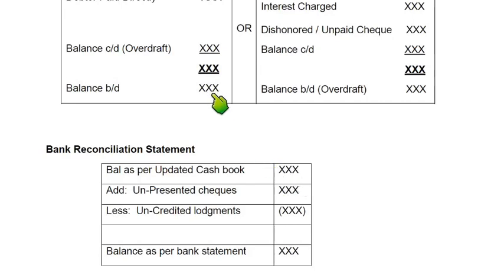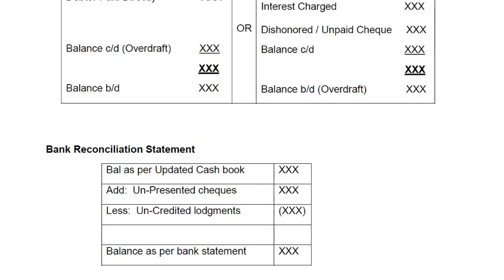If the balance b/d is on the debit side, this means it is a positive balance or balance at bank. If our balance b/d is on the credit side, that is, it's an overdraft, we will be writing it as a negative balance, which will be shown with the help of a negative sign, or most commonly as brackets. We'll be using brackets in balance as per updated cash book. Now see, when we updated our cash book, the transactions that we considered were the transactions that were already recorded by the bank, but not yet updated by us. So we updated our cash book for transactions that were missing in our cash book.